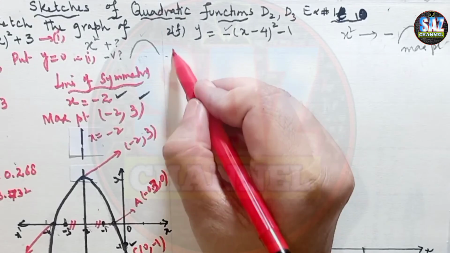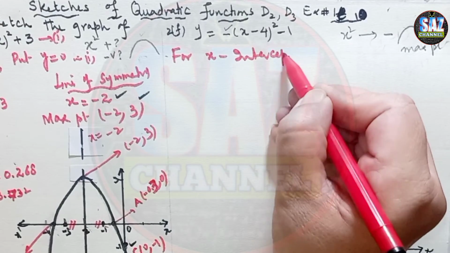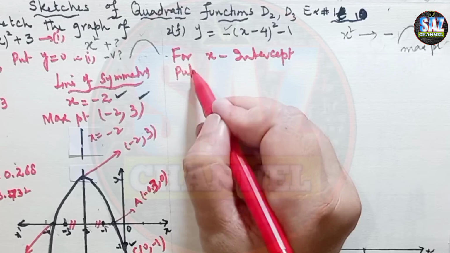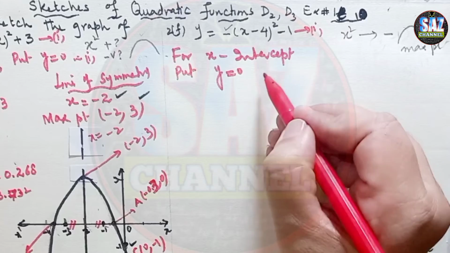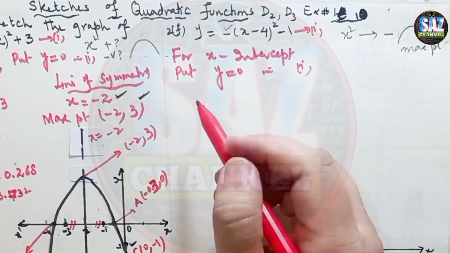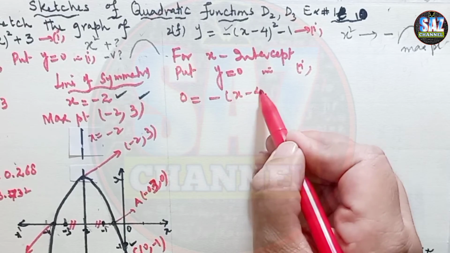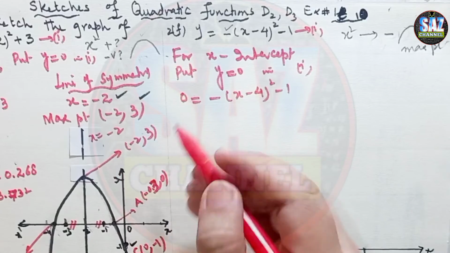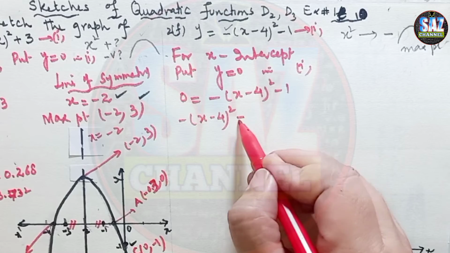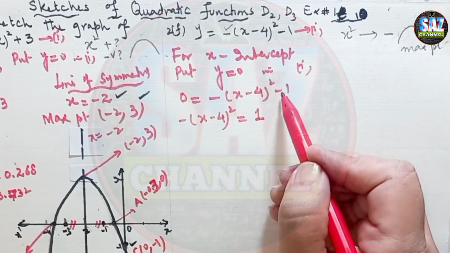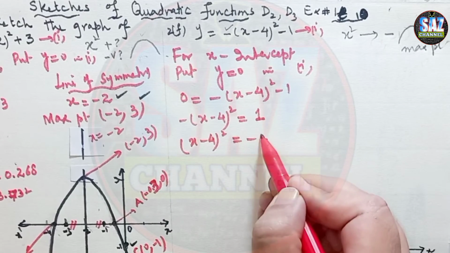For x-intercept, what we have to do is put y equals to 0 in the given equation. When I'm making my y equals to 0, the equation takes the form minus (x minus 4) whole square minus 1 equals to 0, or minus (x minus 4) whole square equals to positive 1. I'm shifting 1 to the other side, or (x minus 4) whole square equals to minus 1.